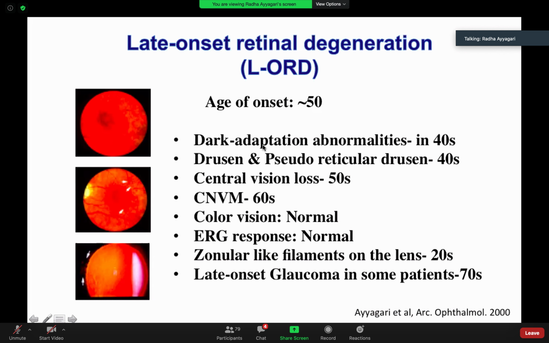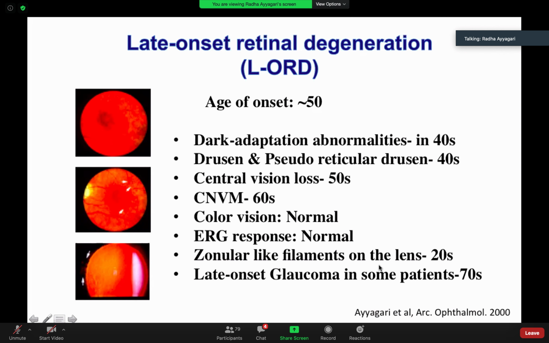Paul analyzed a large number of patients clinically. These patients have dark adaptation abnormalities in their 40s, and drusen and pseudoreticular drusen at an early stage of disease. They develop central vision loss in their 50s, and they develop neovascularization in their 60s. Their color vision is normal and ERG is normal.